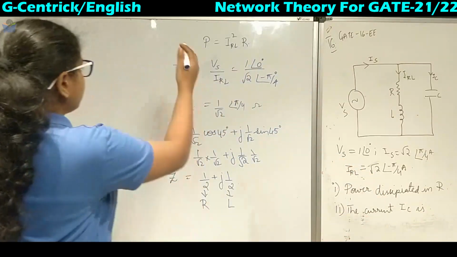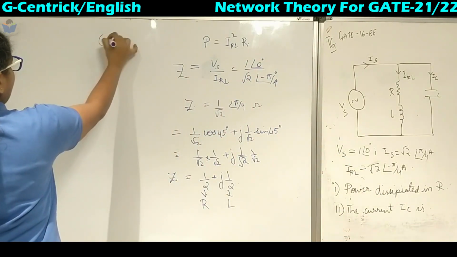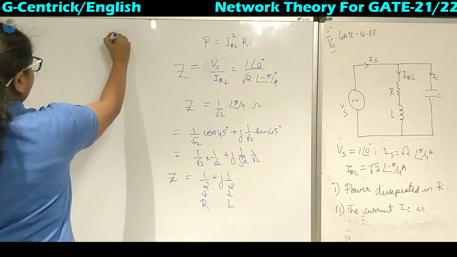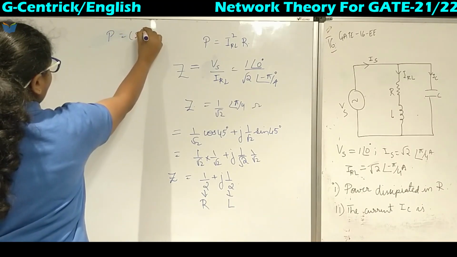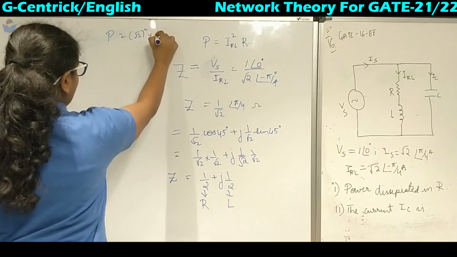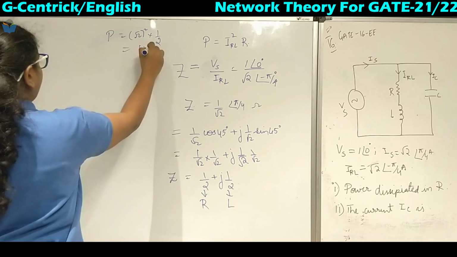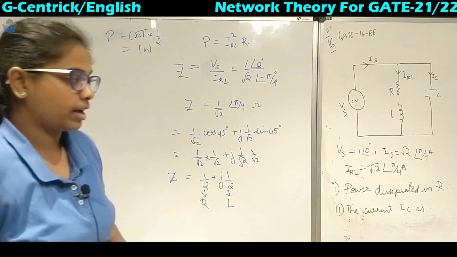root 2. So basically root 2 whole square will be, P equal to root 2 whole square into the value of R, which is 1 by 2. Okay, so 2 gets cancelled and we have got 1 watt.